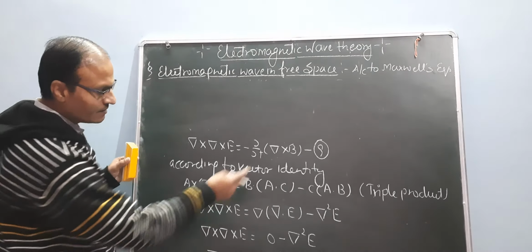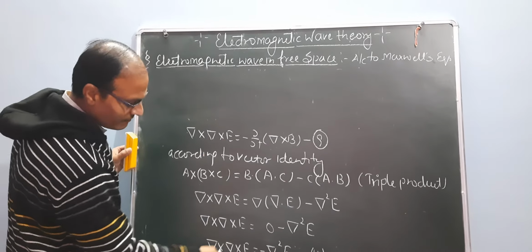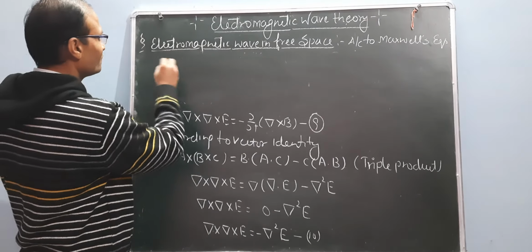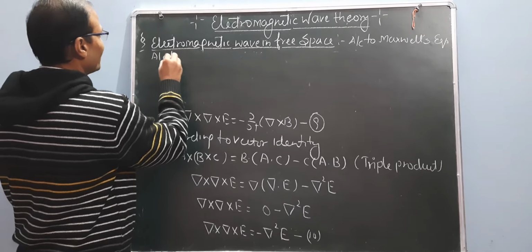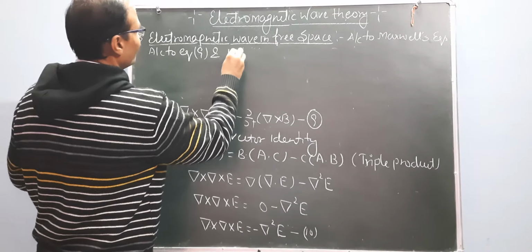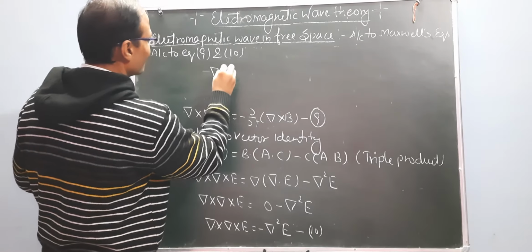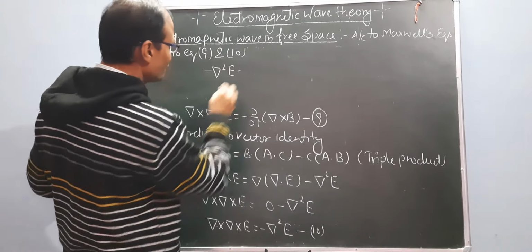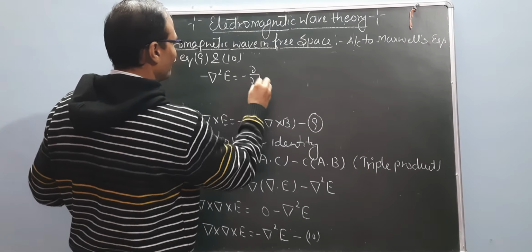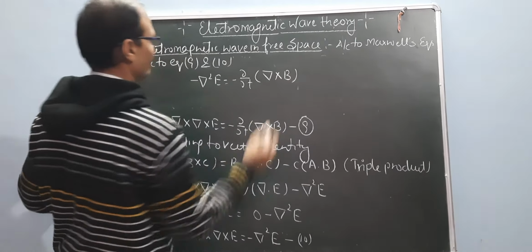According to equations 9 and 10, del cross (del cross E) equals minus del square E. So, according to equation 9 and equation 10, minus del cross E equals minus del upon del T of del cross B.